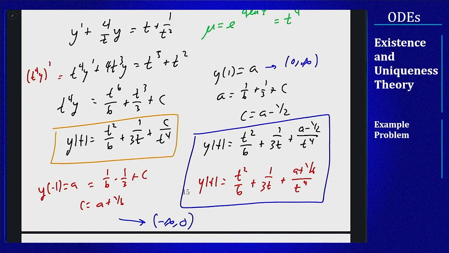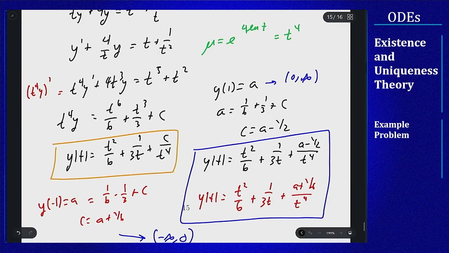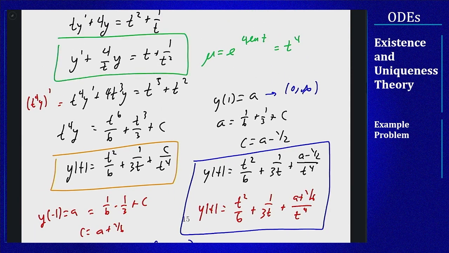Tying this back to our theorem, we look back at our equation in standard form, which is right up here. The only issue here is the discontinuities at t equals 0. We have the 4 over t, and we have the 1 over t squared. Both of those give us discontinuities, and so both of those give reasons for why the intervals should stop at t equals 0.